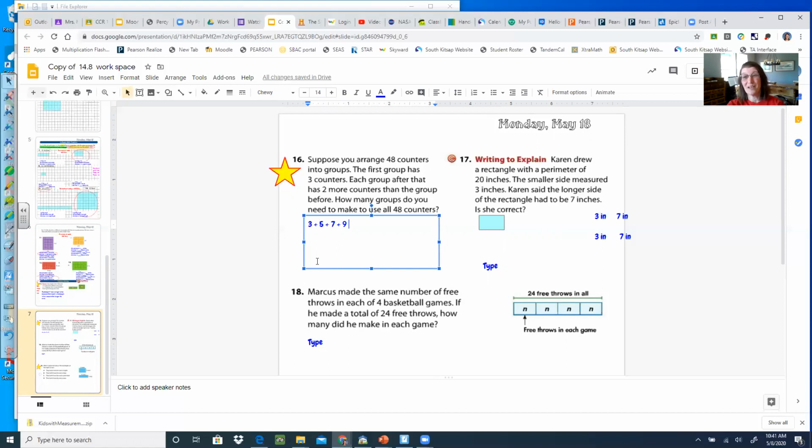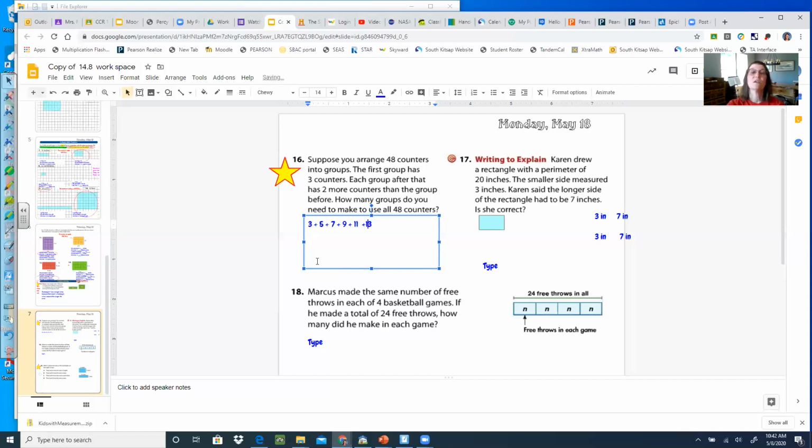Now we are at 24. We are halfway there. So we need 2 more numbers that are going to add to 24. So our next number, 9 plus 2 is 11. And then our next number, 11 plus 2 is 13.